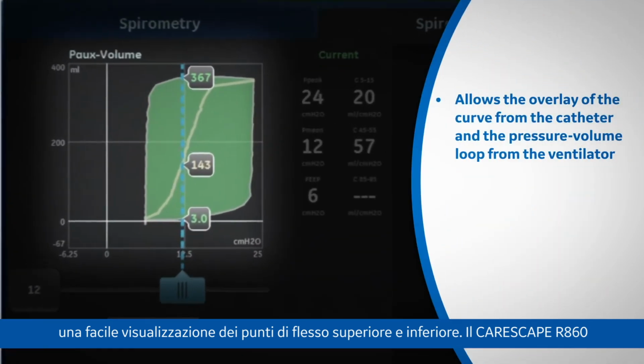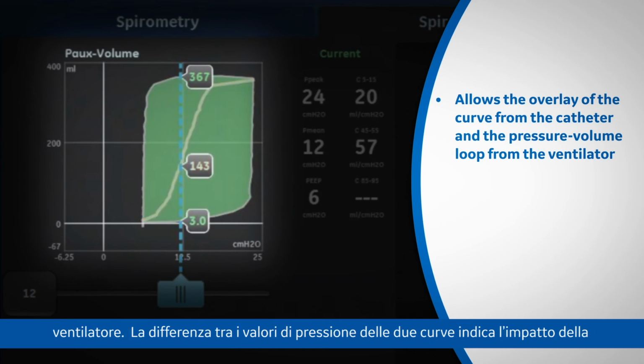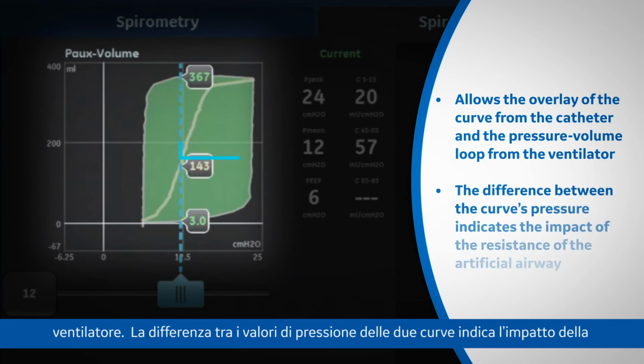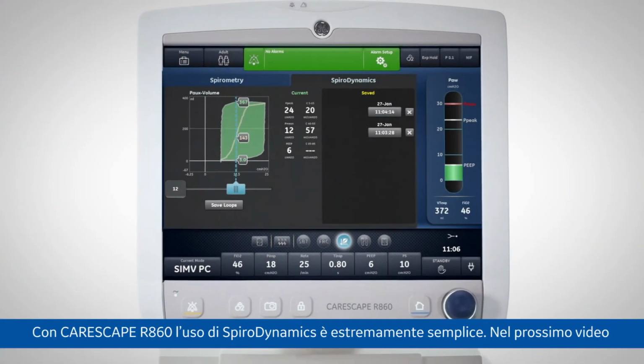The CARESCAPE R860 allows the overlay of the curve from the catheter and the pressure-volume loop from the ventilator. The difference between the curve's pressure indicates the impact of the resistance of the artificial airway. Spiro Dynamics is as easy as that on the CARESCAPE R860.